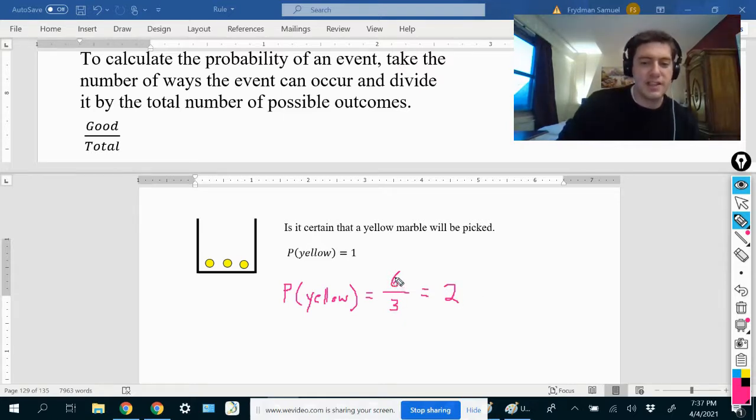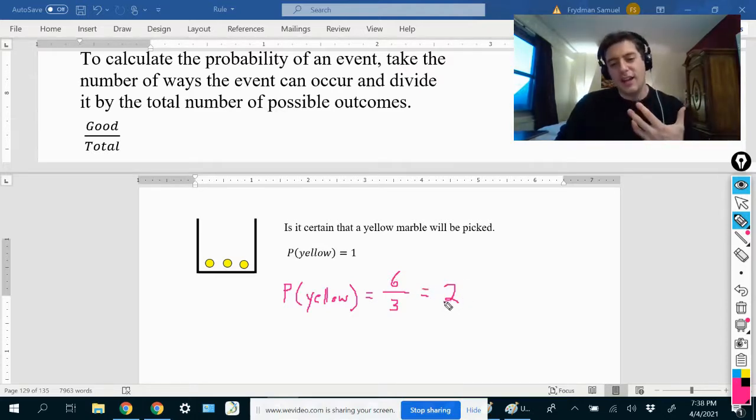What if I had something like 6 in the numerator and 3 in the denominator? 3 would be the total number of marbles in that box, and 6 would be, let's say, the number of yellow marbles. So if I write something like 6 over 3, then what I'm saying is there are 3 marbles in the box, and 6 of them are yellow. That doesn't even make any sense, right? So it is impossible to get a probability that is bigger than 1.